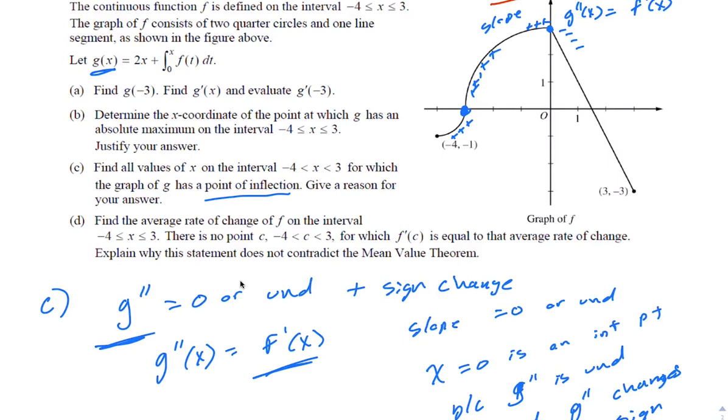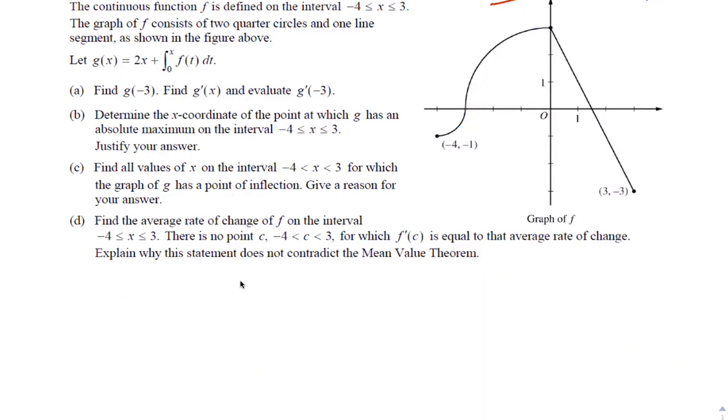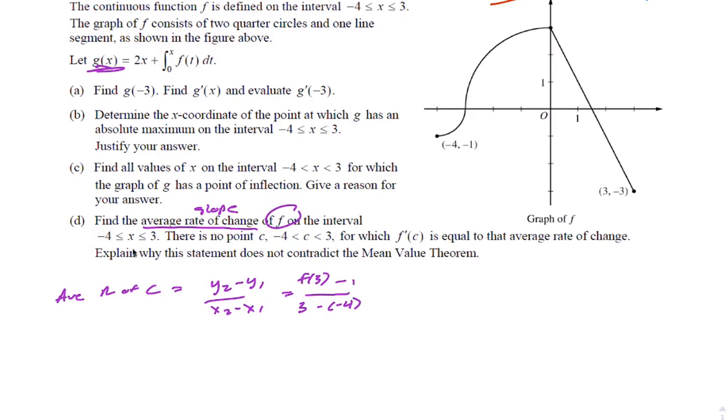Now let's look at D for a second. D says find the average rate of change of f on the interval -4 to 3. So let's do that first. Average rate of change. Remember, that's just the slope, like good old algebra 1 slope. So for average rate of change, we're just going to do the slope, y2 minus y1 over x2 minus x1. Of course, here we tend to write it as 3 minus -4, and so we're talking about f of 3 minus f of -4.